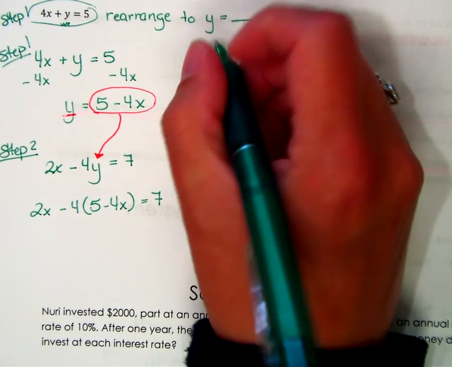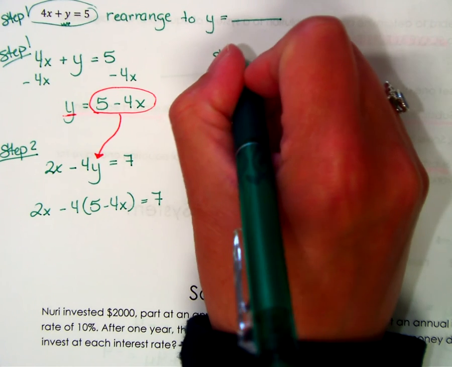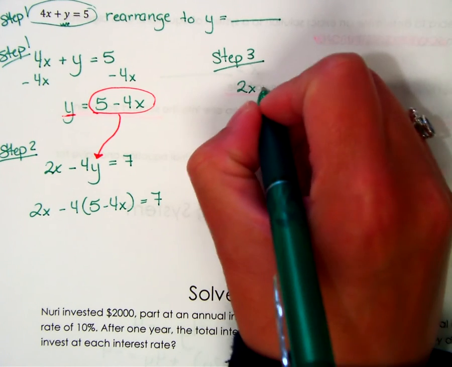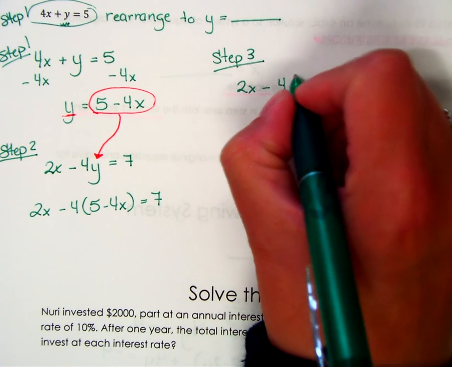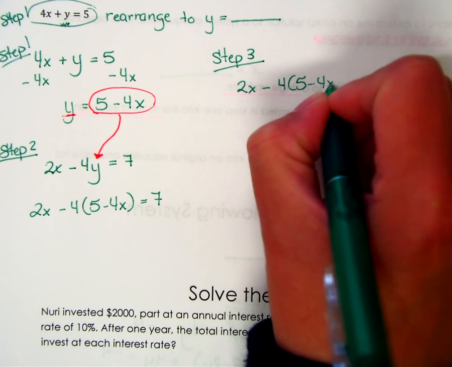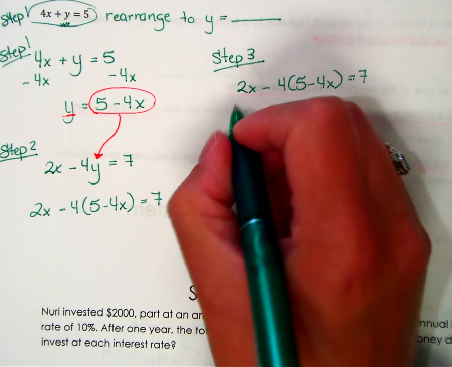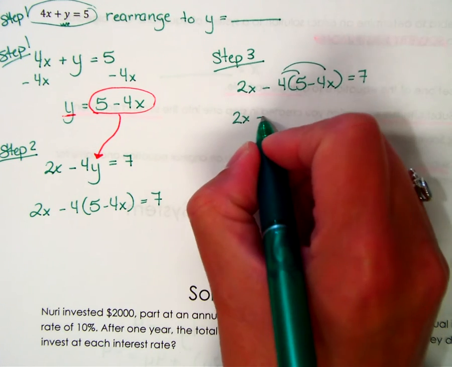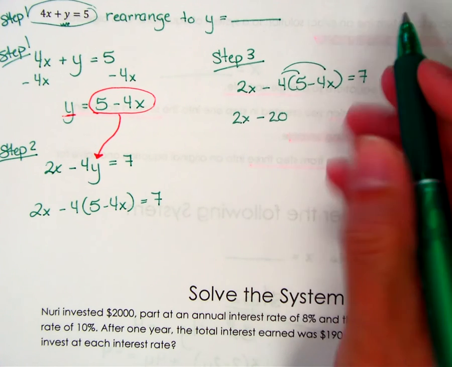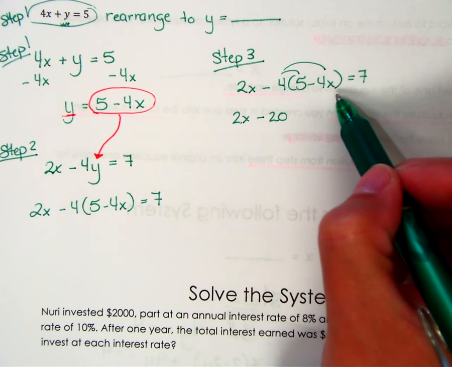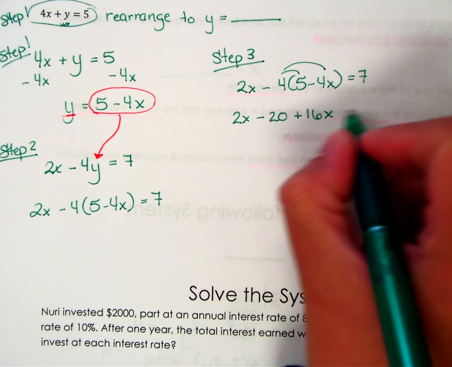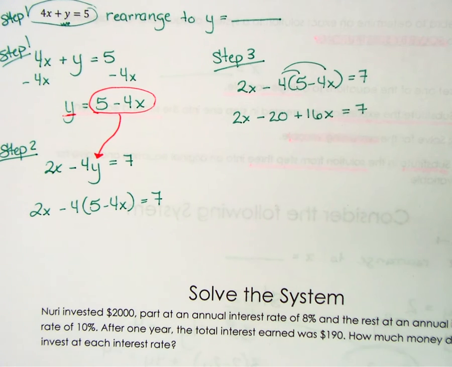So I'm going to go to step 3. Step 3 is solve. So I'm going to have 2x minus 4 times (5 minus 4x) equals 7. Okay, so I'm going to leapfrog that through. So it's going to be minus 20, but it's like a negative 4. So negative 4 times a negative 4x is going to be a plus 16x equals 7. So really important you pay attention to your positive negatives here.